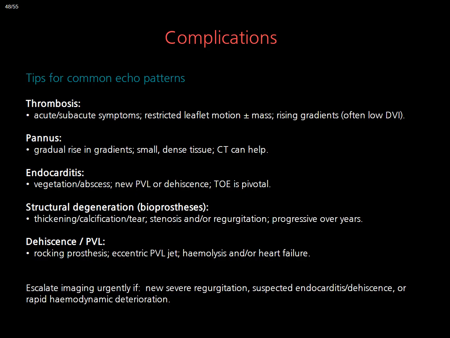When prosthetic valve dysfunction is suspected, think in patterns rather than single numbers. Thrombosis tends to be acute or subacute, with restricted leaflet motion, a mass, and rising gradients, often with a low DVI. Pannus is usually slower, with a progressive gradient rise and small dense tissue. CT can be helpful. Endocarditis is suggested by vegetations or abscess, or new paravalvular leak or dehiscence. TOE is key. Bioprosthetic degeneration progresses over years with thickening, calcification, or tears causing stenosis and/or regurgitation.